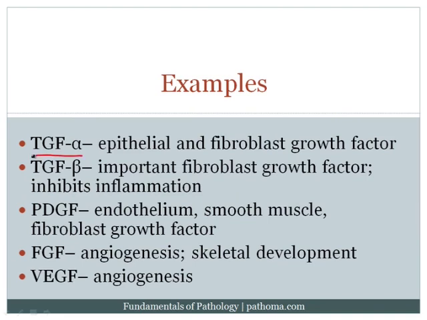For example, TGF-alpha is an important epithelial and fibroblast growth factor. All right. TGF-beta is an important fibroblast growth factor, and it inhibits inflammation. But this should not be so hard for you to remember, because if you go back to one of our earlier lectures when we talked about chronic inflammation, when we talked about the acute inflammation and macrophages, remember that I said that macrophages, if they come in and they see that there is no longer a need for inflammation, they'll sort of shut down inflammation and turn on the healing response.